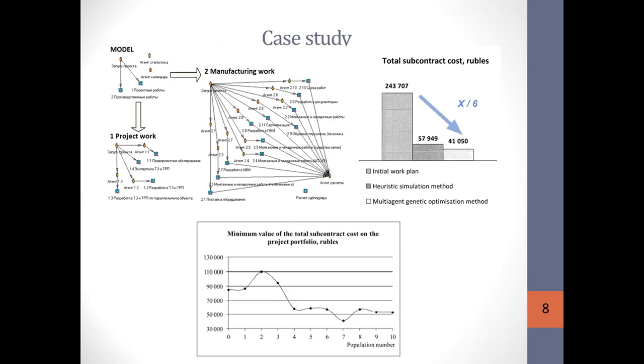The proposed MGO method allows us to reduce total subcontract cost by 6 times compared with the initial work plan and by 30% compared with the heuristic simulation method. The heuristic simulation method is simulation with some heuristics in the agents that allow to shift the work start date in accordance with the due dates to minimize the subcontract cost.